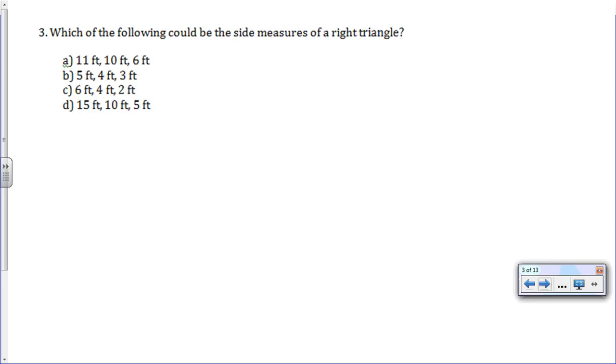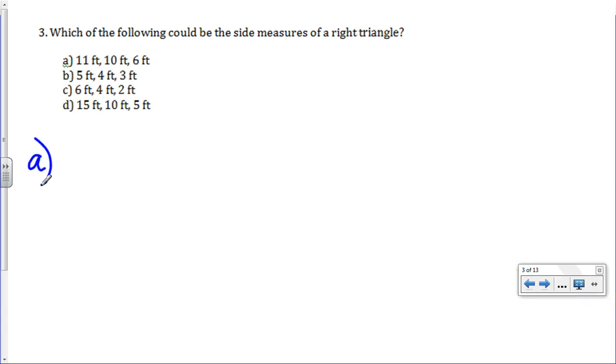All right, number three, which of the following could be the side measure of a right triangle? So remember, with these kinds of problems, all I'm doing is taking each of those side lengths, plugging them into a squared, b squared, and c squared, and seeing which side equals the other side. So with this kind of multiple choice problem, I would take each answer choice, plug it in and see which one works. So I'm going to do that below.